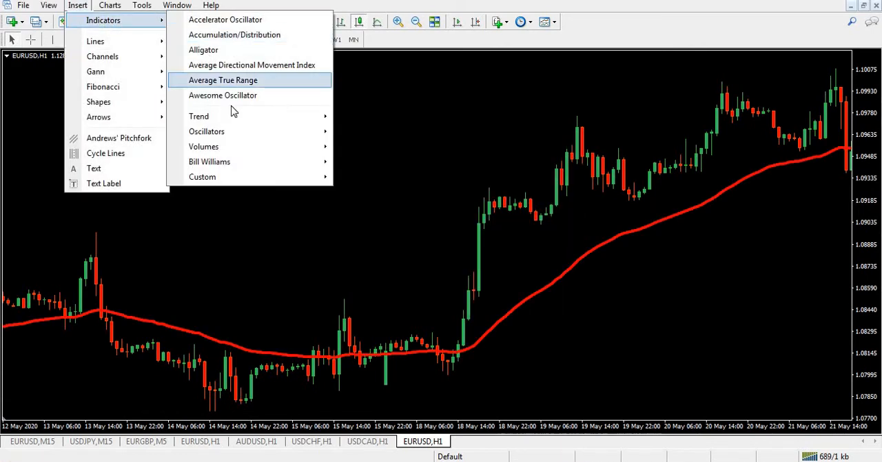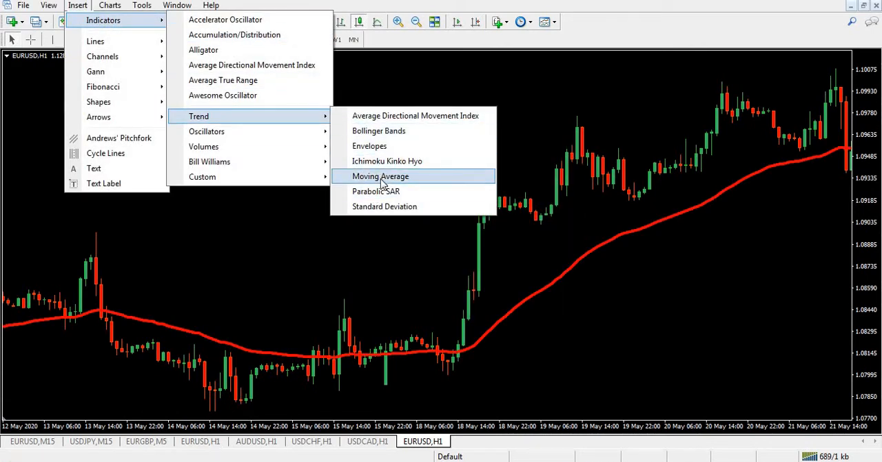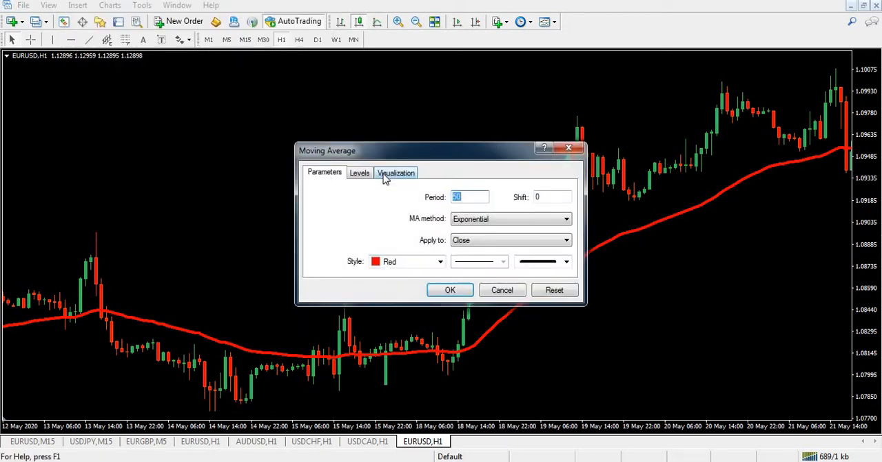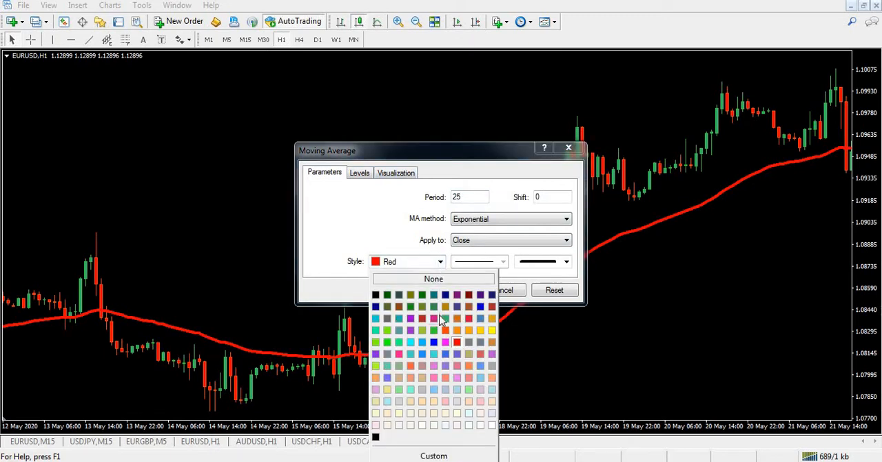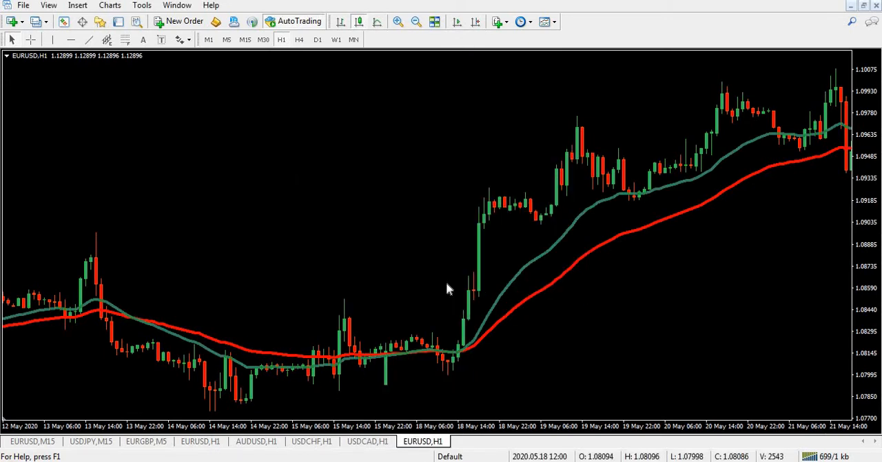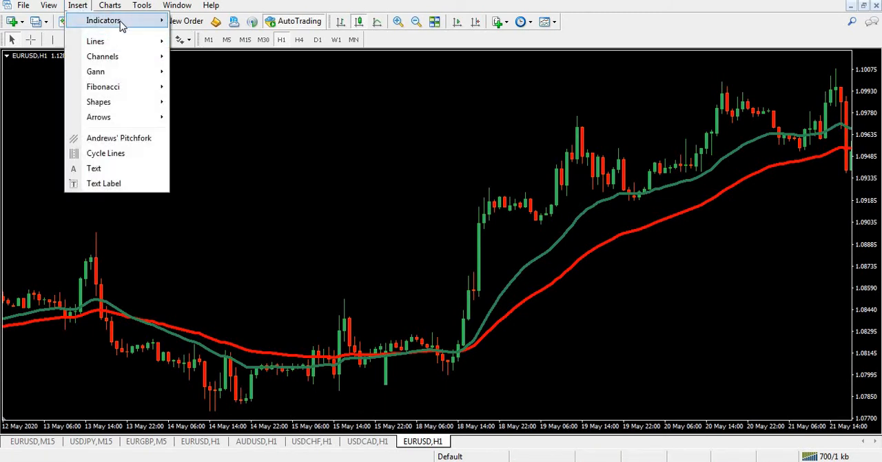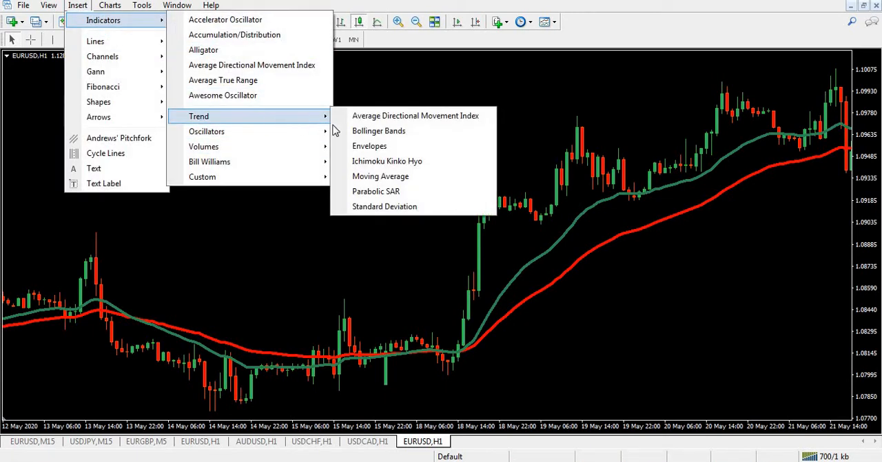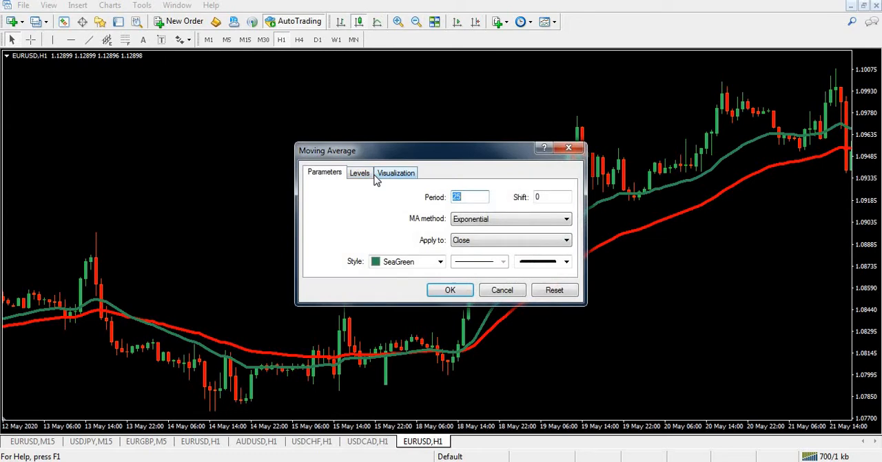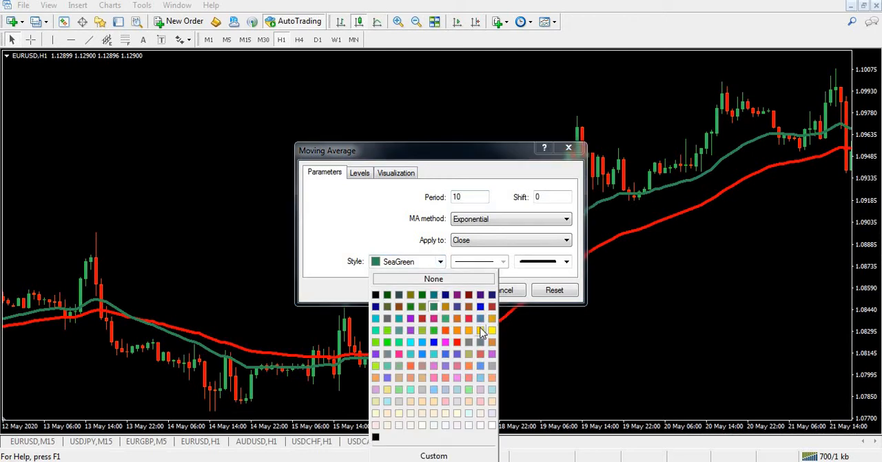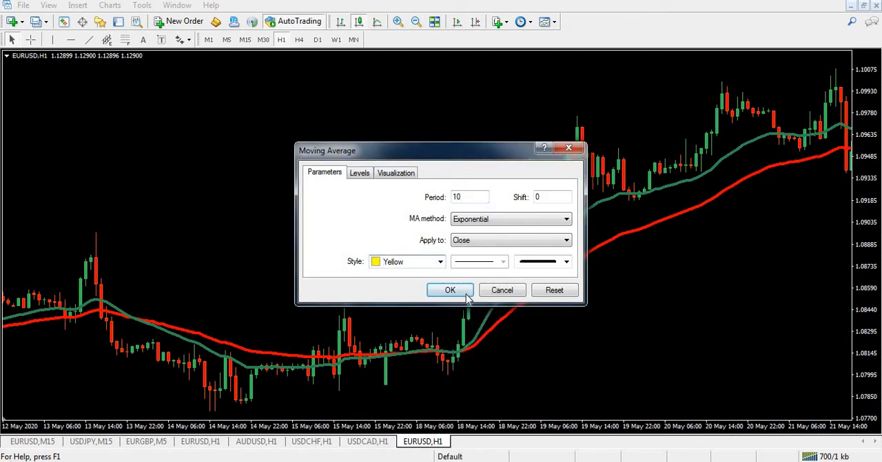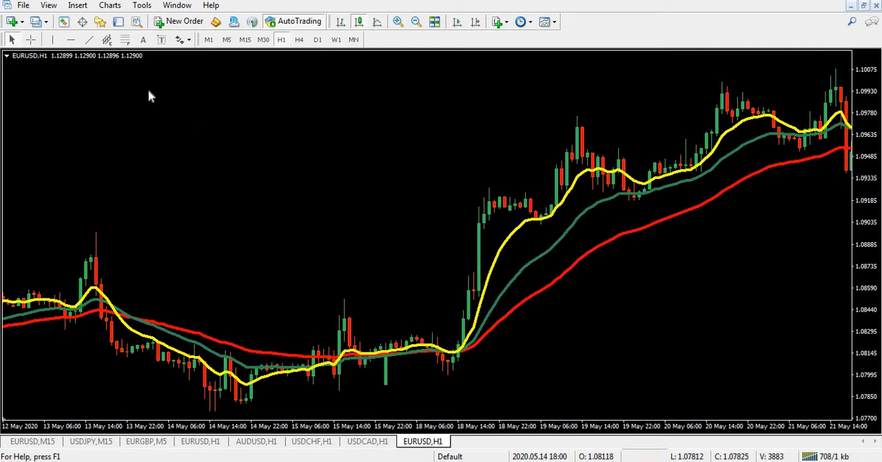Then the next will be the 25 moving average. We're going to make that one green. The next and last moving average will be the 10 moving average. I'm going to make that one gold or yellow, whichever one you prefer.